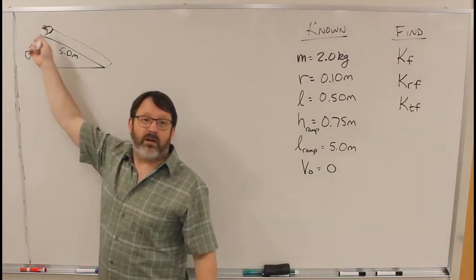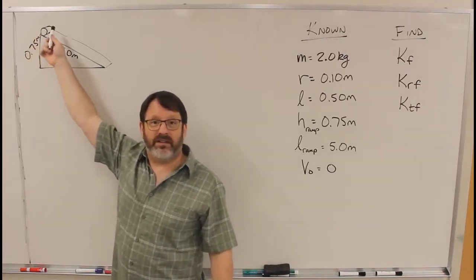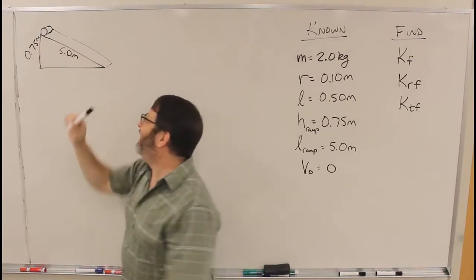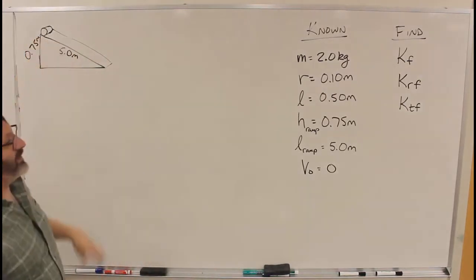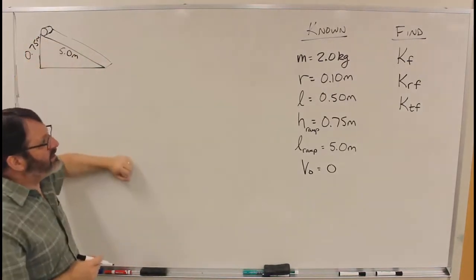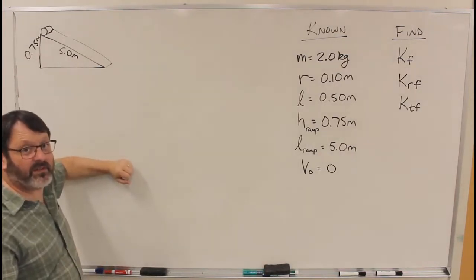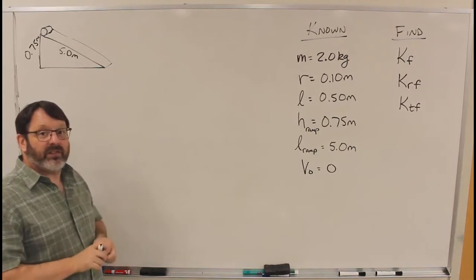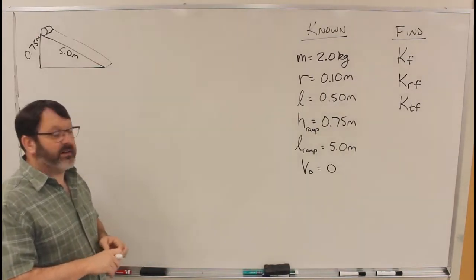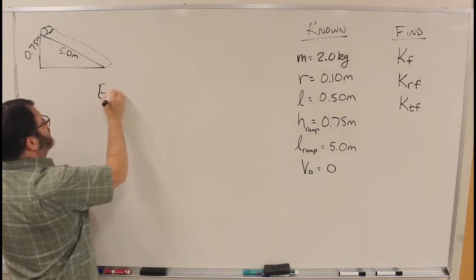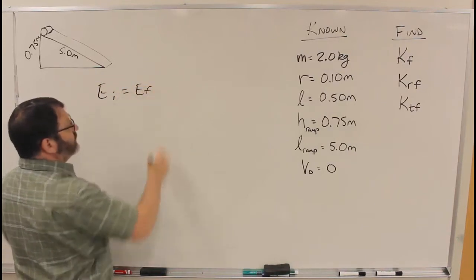Here, I didn't draw all of the numbers on my cylinder because it's just too small. So I haven't added those labels to the figure. So finding final kinetic energy, the best way to go about this is to use conservation of energy. There are no external forces that are affecting the cylinder. So initial energy equals final energy.